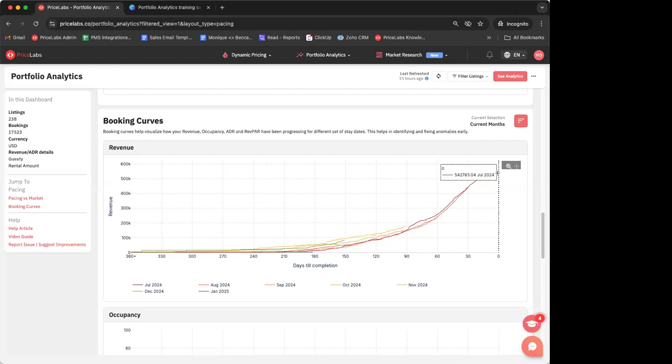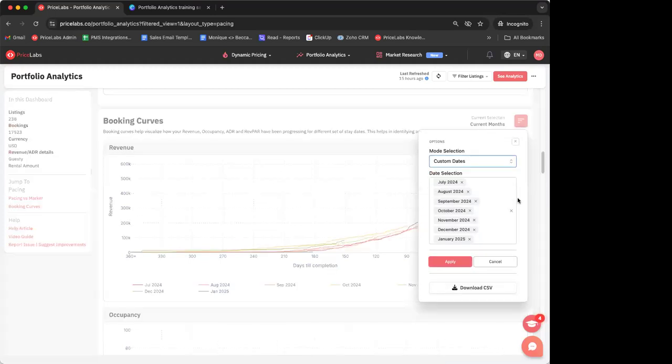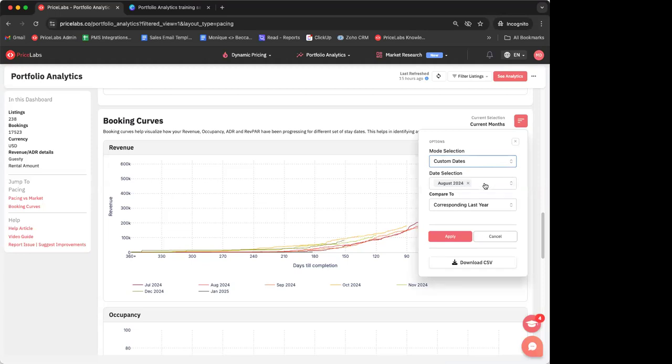So right here, you can see July 2024 is complete because yesterday was the last day of the month, and this is where we ended at. So when we were 30 days out from any check-in date that occurred in July, it looks like my revenue was at $44,000 for the month. And then we can see how it grew over those last 30 days to get us to that final revenue of 54.2K. What I like to do with this is not go with the current months, but change it to view custom dates and look at the corresponding dates from last year.